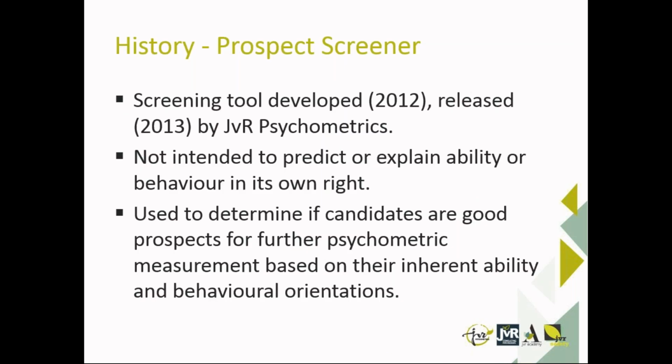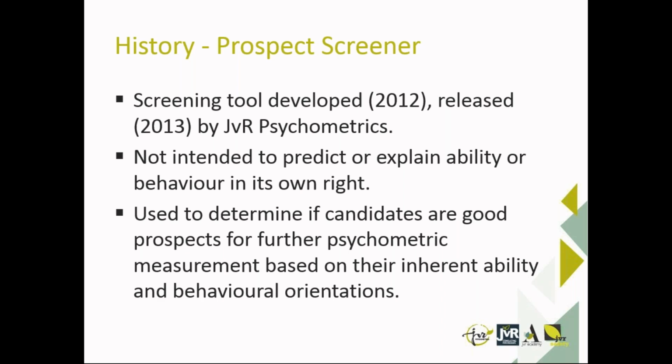If we look at the history of the prospect screener, this screening tool was first developed in 2012 and was released in 2013 by JvR Psychometrics, so it is a South African developed assessment. It was not intended to predict or explain ability or behavior in its own right, but rather to be used to determine if candidates are good prospects for further psychometric measurements based on their inherent ability and behavioral orientations.